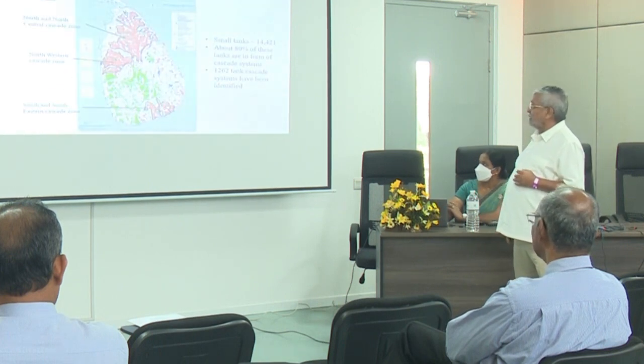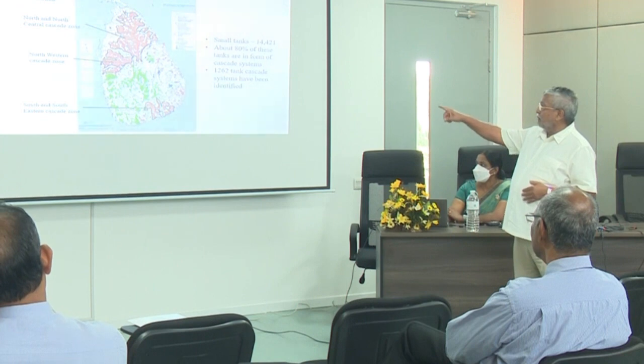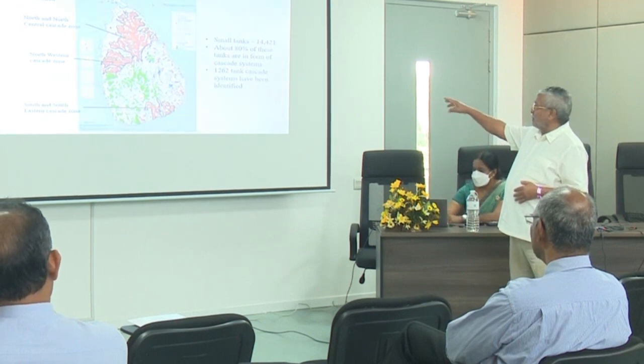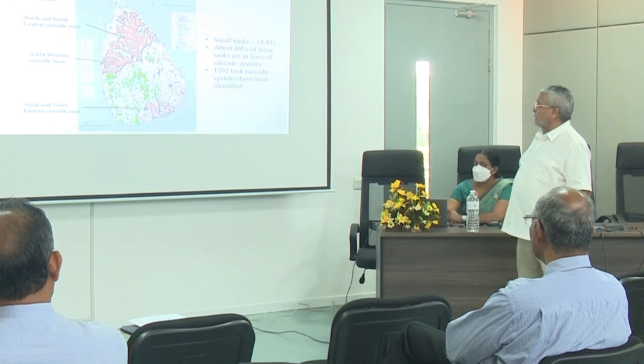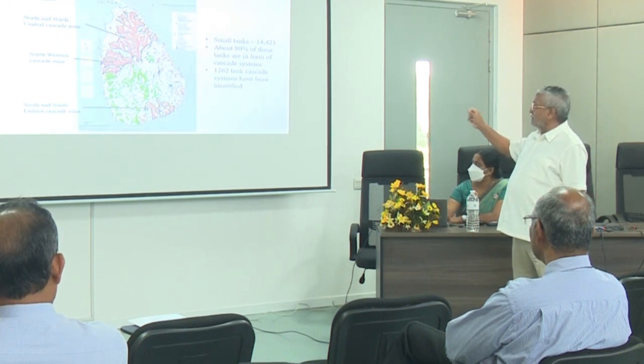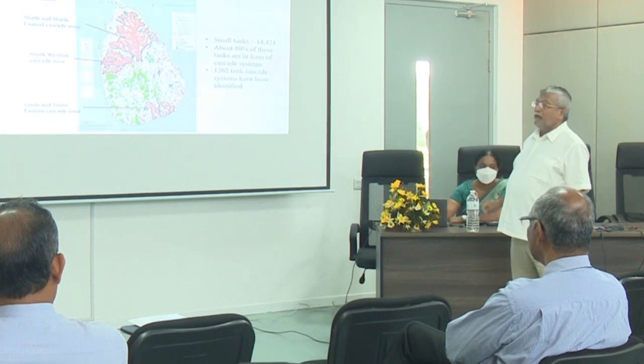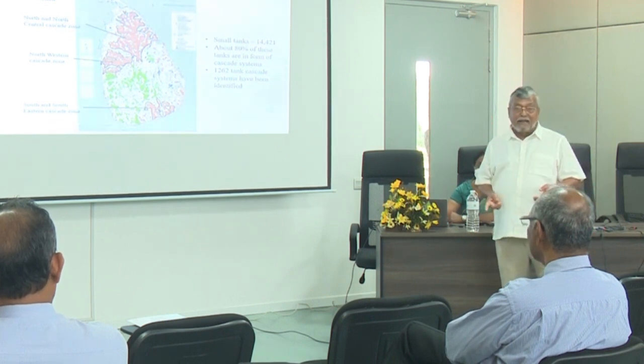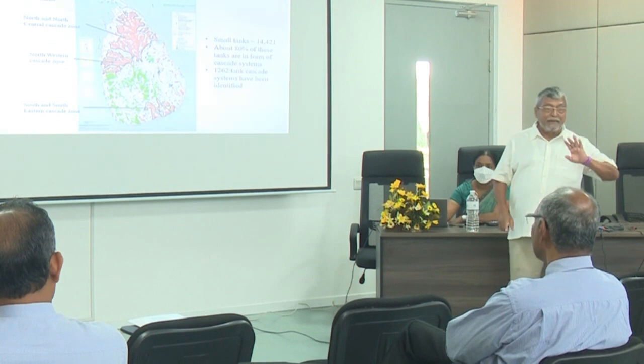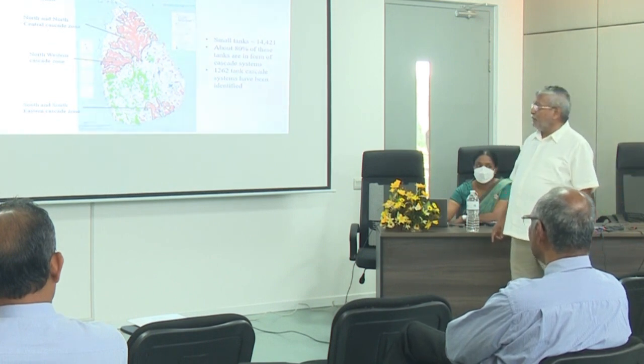Okay, so next time. Now, we have small tanks, about 15,000, and about 80% of these tanks are in the form of cascade systems. We have identified 1,262 tank cascade systems over Sri Lanka that have been recorded. There may be more.